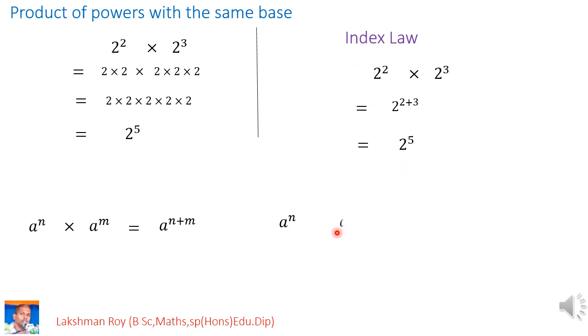Now I'll see a to the power n, a to the power m, another one, a to the power r. All are in product, right? Product of powers. Now you see, same base. It should be the same base, otherwise you can't apply this law, right? Now what can we write? Base a, and n, m, r should add. So that is the index law.